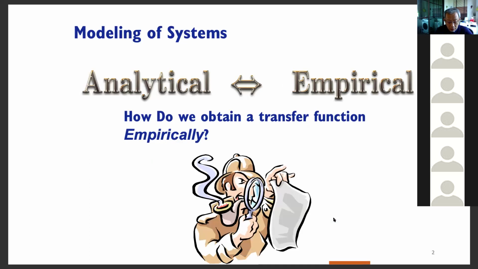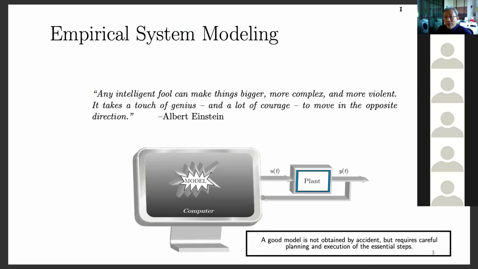So there is a lot of discussion, a lot of debate, and a lot of exchanging of ideas between the analytical model and empirical model. More or less, the target, the vision is the same, where we're going to find the parsimonious model, the best model that represents the unknown system, okay? So how do we obtain the transfer functions empirically?